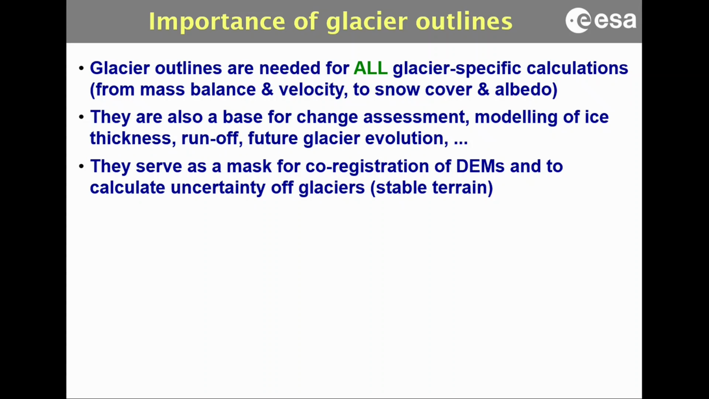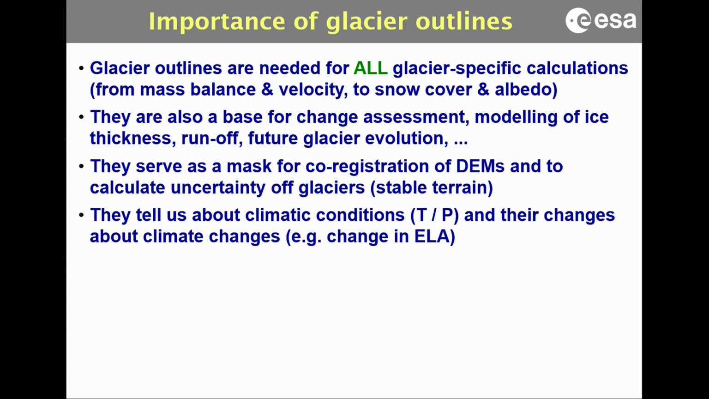And they also serve as a mask when doing co-registration of digital elevation models, because you need stable terrain outside of glaciers. The same also for velocity. There you also determine uncertainty, so you must know where you have no glaciers. And they tell us about climatic conditions, so temperature and precipitation at the location where they are. And their changes tell us then about climate changes, so for example, the retreat or the change in the equilibrium line altitude.